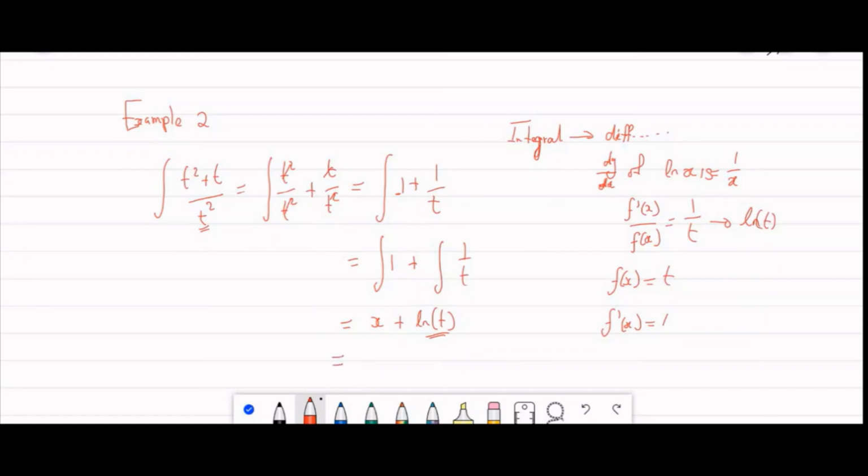Therefore our final answer will be t plus ln t. Here we can remove this and put t, I made a mistake. Plus c. So this is our final answer.